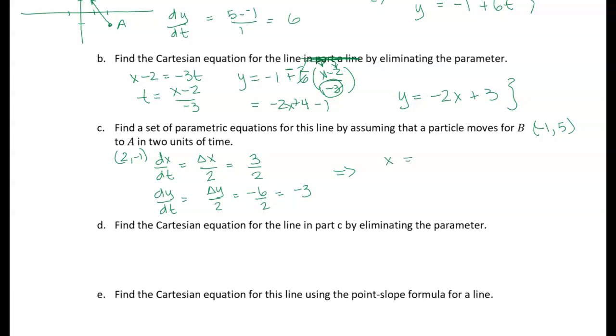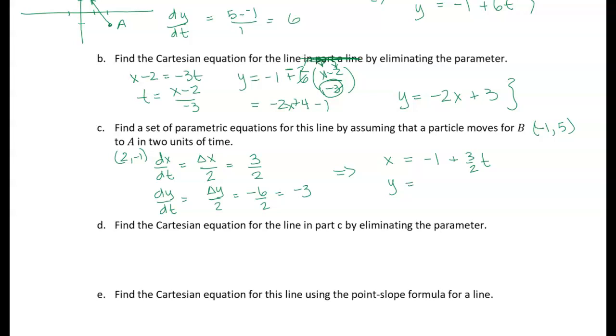So here we're going to start at -1 for x, right? And we're going to move by 3/2 each unit of time. So we're just going to add 3/2 t to it to get the next point in the x direction, at the next point in time.